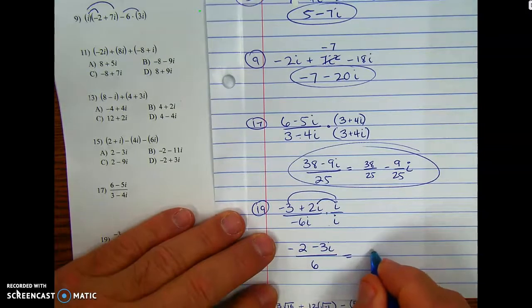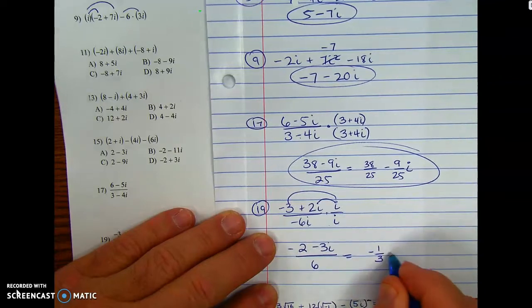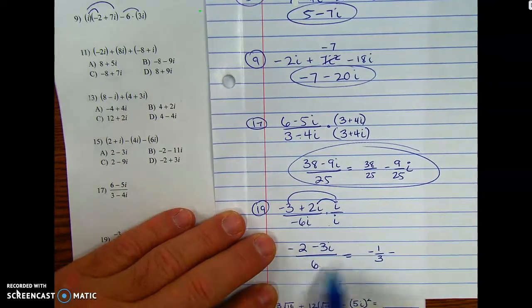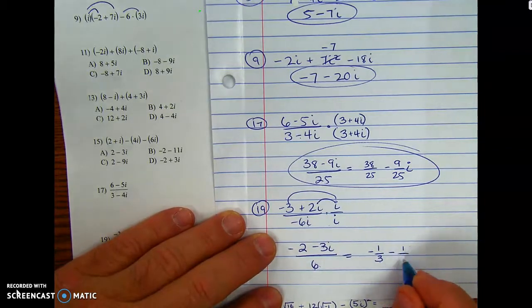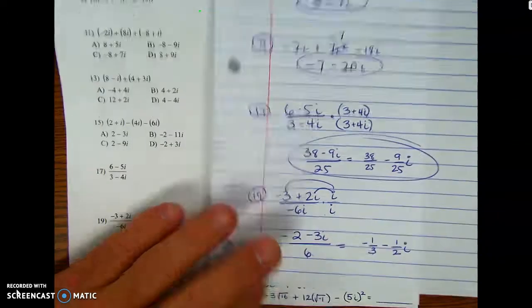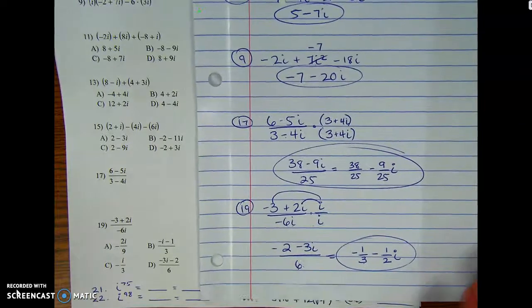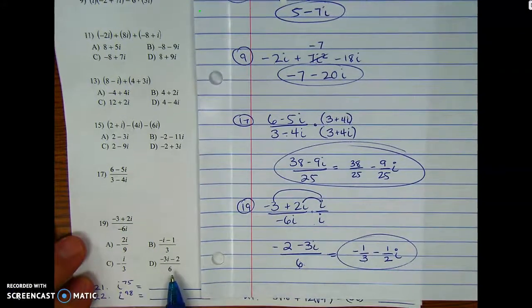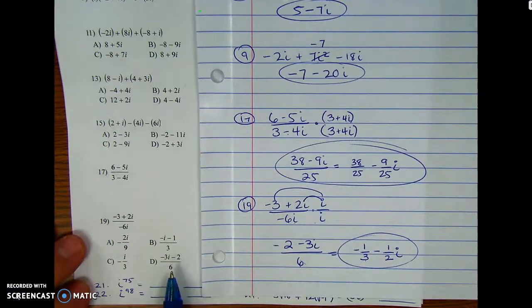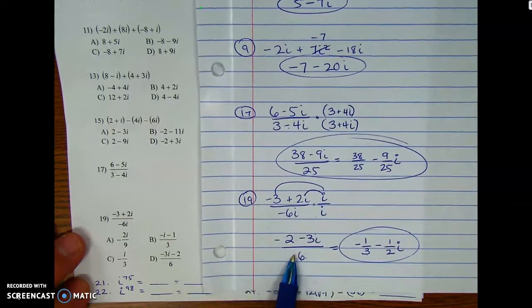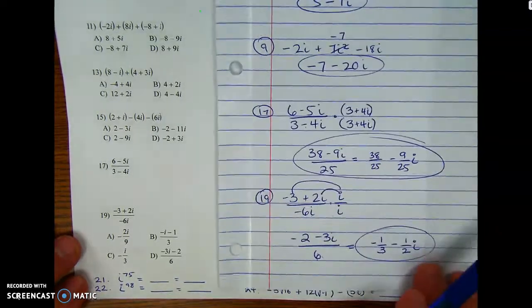And a good calculator is going to say that this is negative 1/3 minus i. 2 over 6 is 1/3, so negative 1/3. 3 over 6 is 1/2, so minus 1/2 i. Okay, so your calculator is probably going to give you something like that. I'll pause it real quick. Now, guys, looking at number 19, this is a multiple choice question, so it looks like D is the right answer because it matches my first answer here, okay?